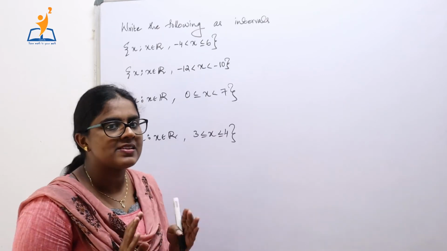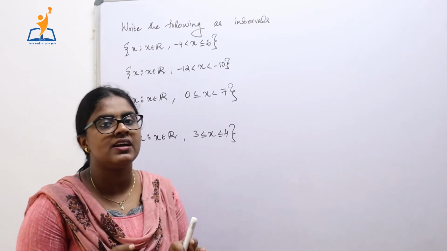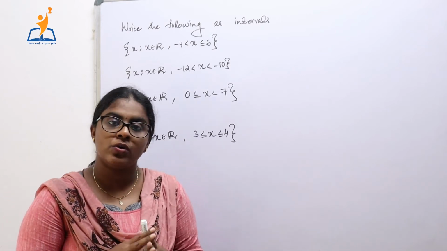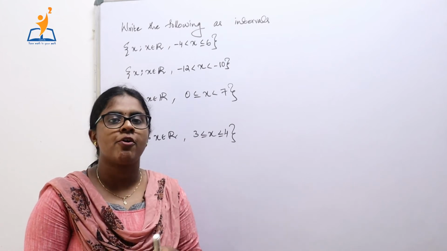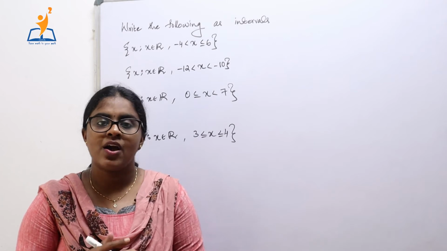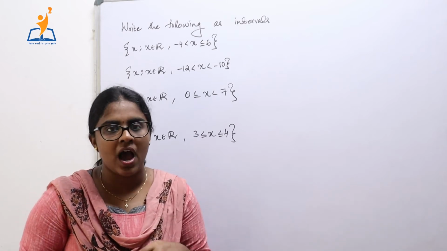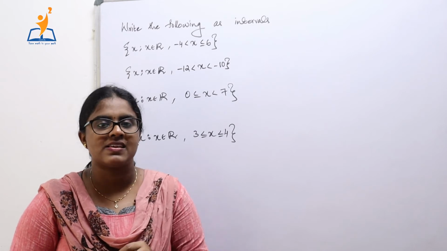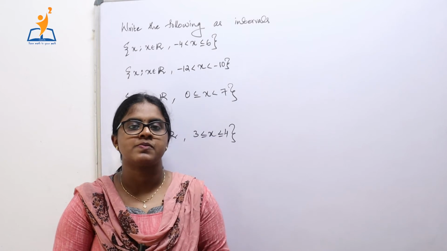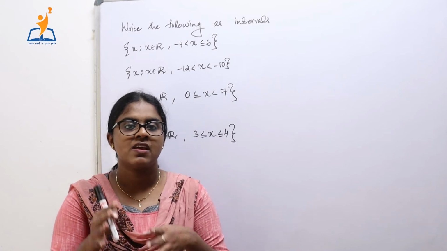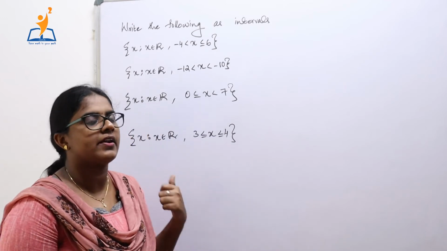The sixth question is this: write the following as intervals. We have learned about intervals: open intervals, closed intervals, and again half open and half closed intervals. All these intervals are subsets of R. What is R? R is the set of real numbers. We have learned what the subsets of R are in the previous class. If you have any doubt, go through the class and come back to solve this particular question.